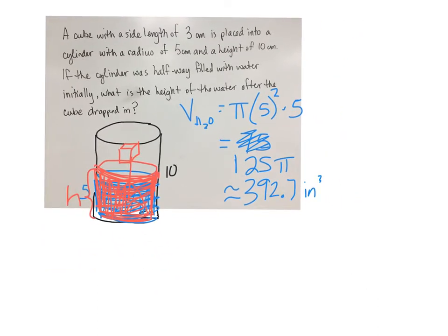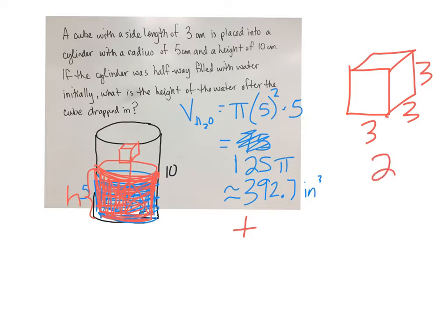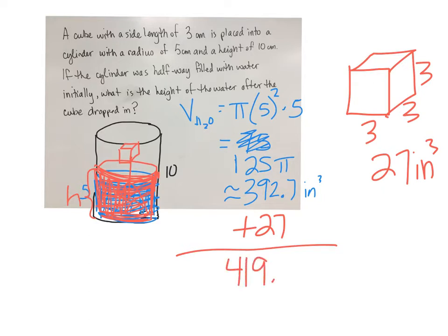So to that 392.7 cubic inches, I'm going to add the volume of a cube with a side of 3: 3 times 3 times 3, 27 more cubic inches. So I add 27 to this, and I now have 419.7 cubic inches of volume, because it has a cube and water in there. And I want to know what the height is.